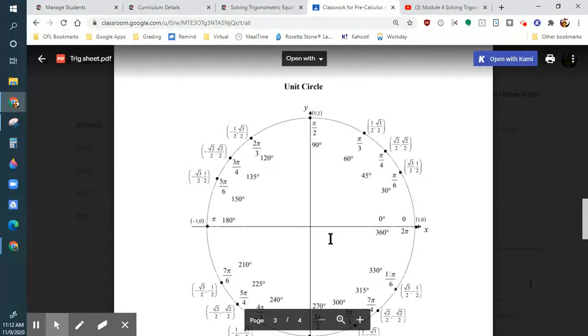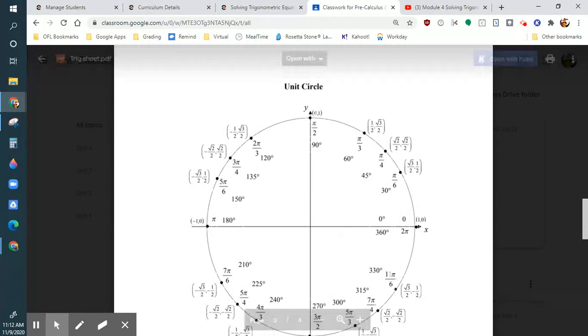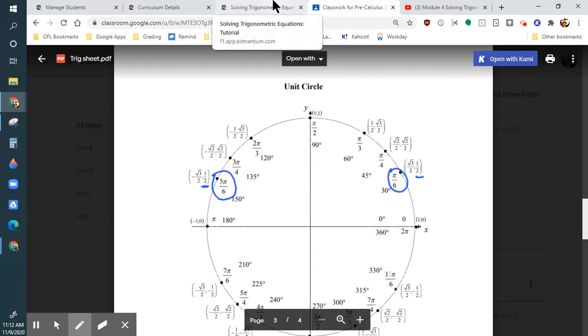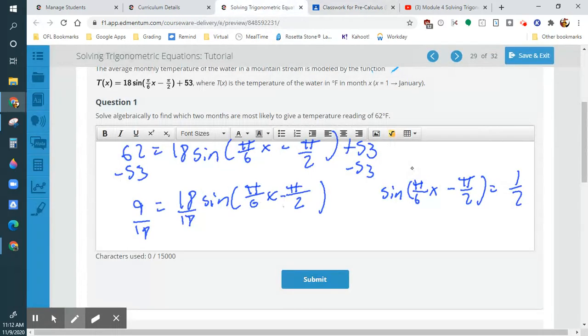All right, so we're looking for where the y value equals 1/2. And that's going to happen in two places. That's going to happen right here at 5 pi over 6, and it's also going to happen right here at pi over 6. And this is because the y value is 1/2, positive 1/2 to be exact. So we're going to split this up into two functions. When does sine equal 1/2?